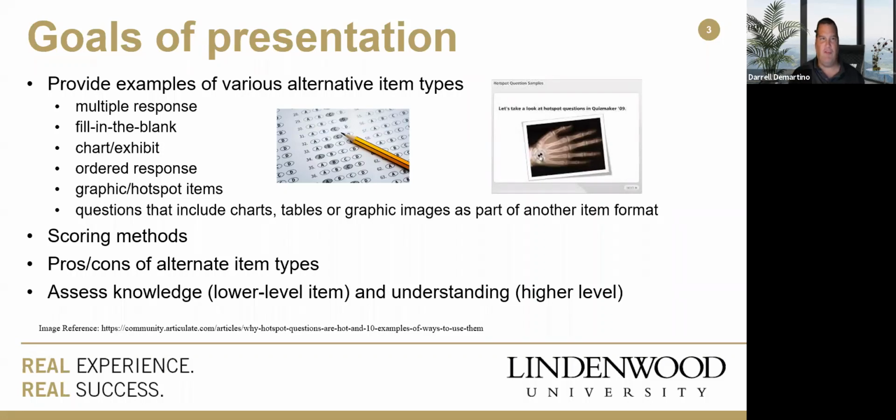I'll talk briefly about scoring methods, because when you use these alternate items, it's a little bit more than just right or wrong, although it could be. We'll talk about some of the pros and cons of some of these item types. And then lastly, we will address how we assess knowledge and understanding. Here I'm using the word knowledge as kind of lower level items, and understanding as kind of higher level items. And I think these types of questions offer you the opportunity to test different levels of knowledge and understanding in students.